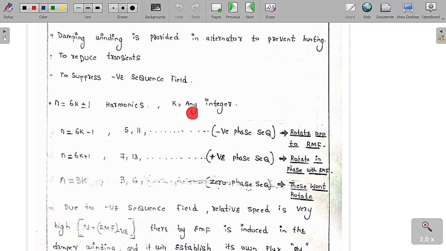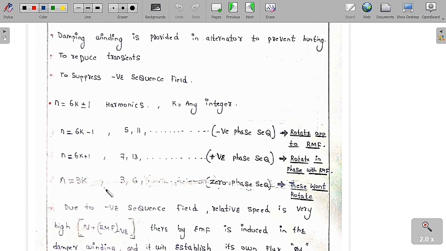Here k is equal to any integer. So n is equal to 6k minus 1, or simply 3m minus 1, or n is equal to 6k plus 1, or 3m plus 1. One more thing is n is equal to 3k or 3m. I have already told these important points. Here m is equal to odd, and here m is equal to even. In this concept I have already told you.